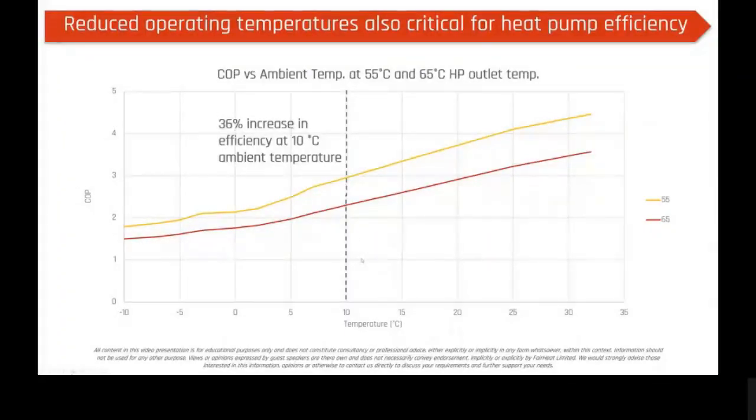This is an efficiency performance profile for the Mitsubishi CAHVs, which are very popular in the market for 50 to 200 kW systems. They're very modular. And you can see the COP curve against ambient temperature: if I take a mean ambient temperature of 10 degrees, and I'm asking my heat pump to operate at 55 versus 65 degrees, I'm going to get a 36% increase in efficiency.